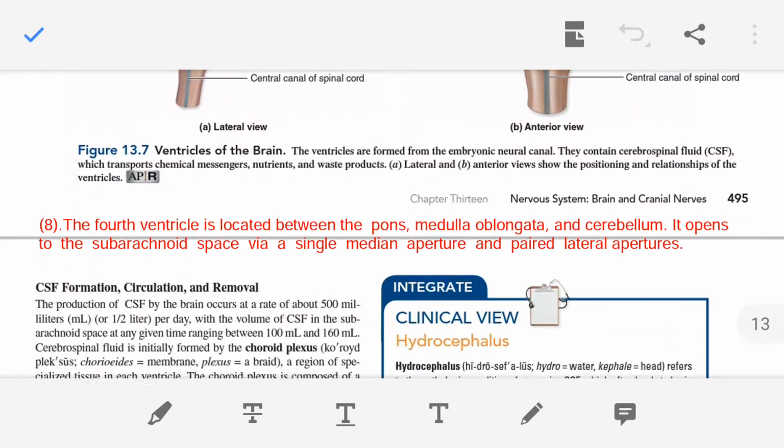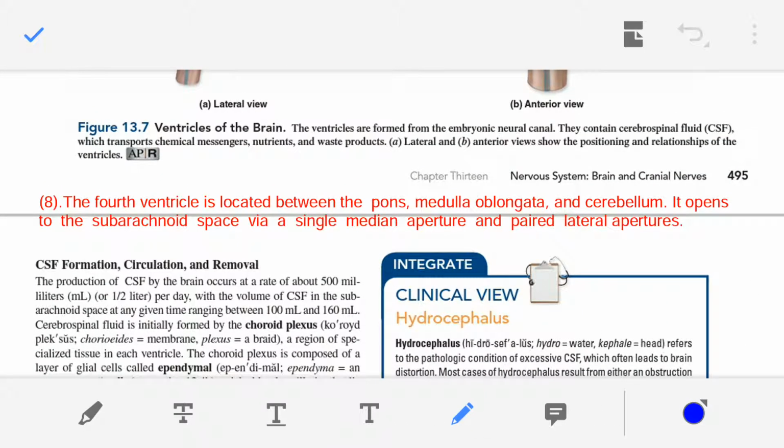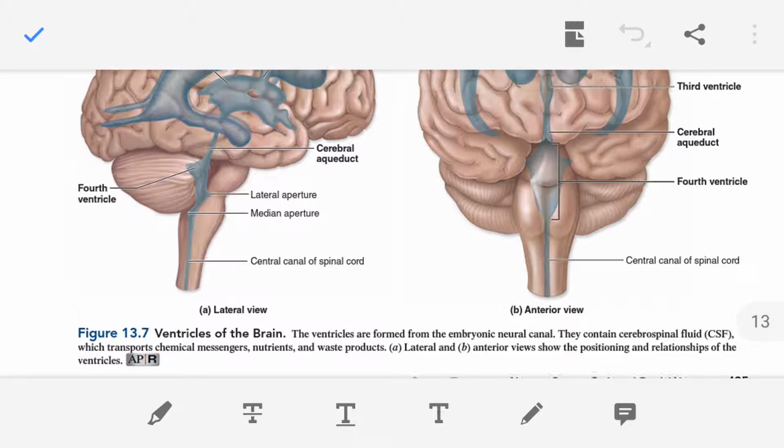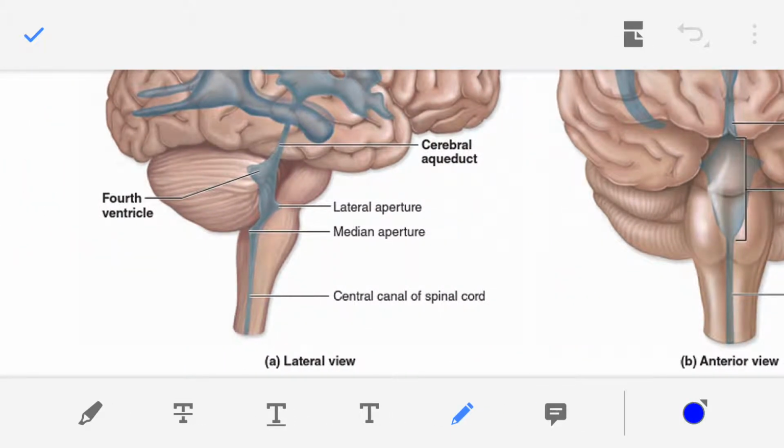So the fourth ventricle is located between the pons, medulla oblongata, and cerebellum. The fourth ventricle opens to the subarachnoid space. How does it open into the subarachnoid space? It opens via a single median aperture and a pair, that means two lateral apertures. Here the lateral aperture is shown and this one is the median aperture.